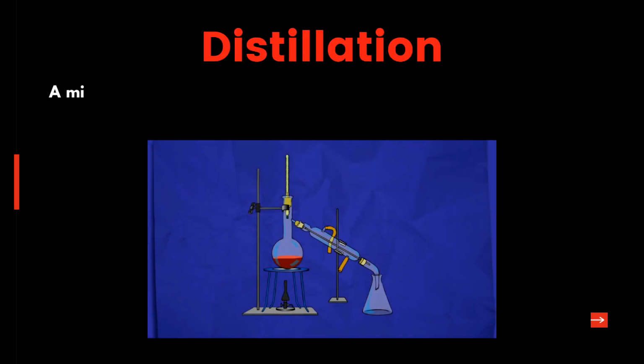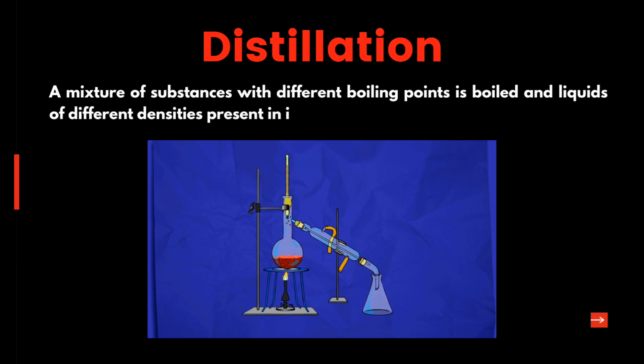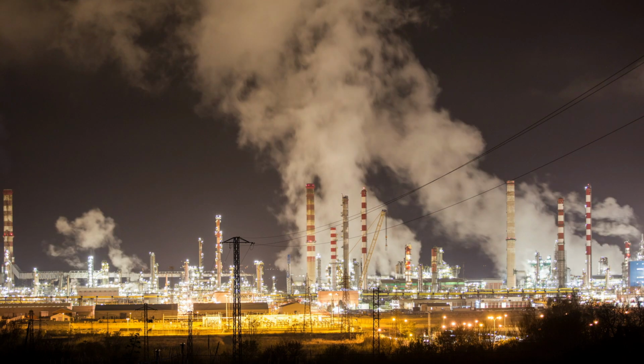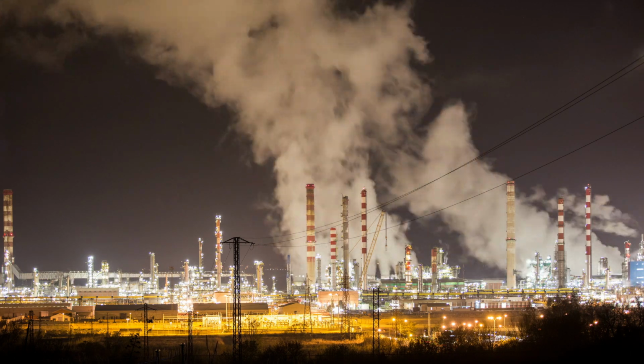Distillation. A mixture of substances with different boiling points is boiled, and liquids of different densities present in it are evaporated with respect to their respective boiling points. Those vapors are then condensed to form pure substances. This type of separation is called distillation. Fractional distillation, one of many types of distillation, is used in oil refineries.